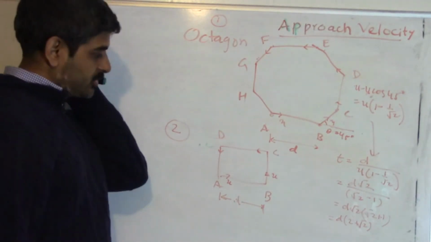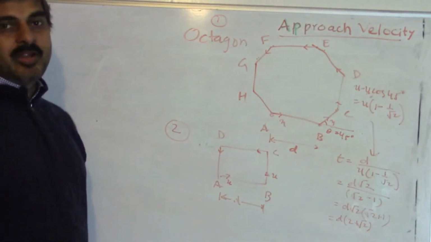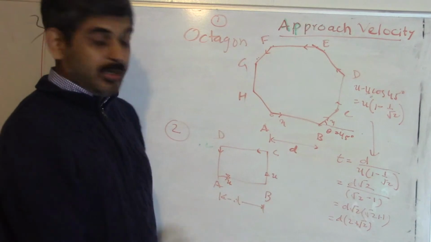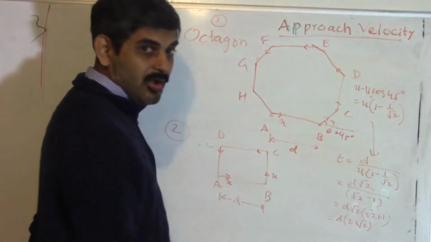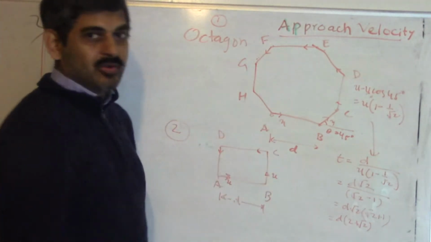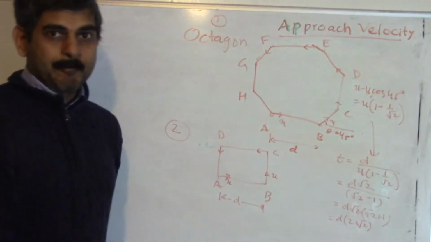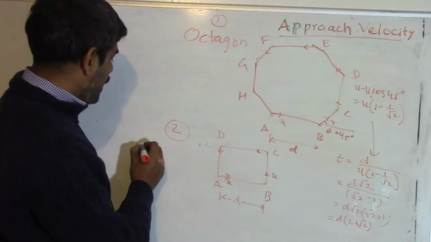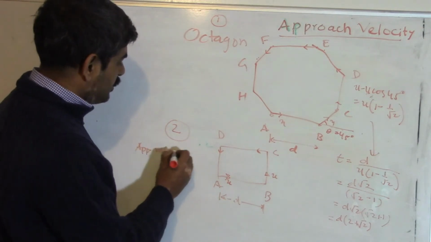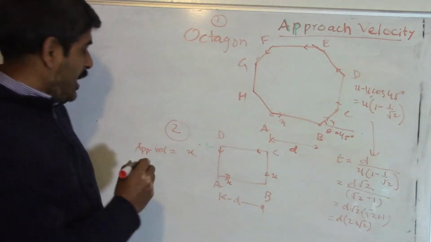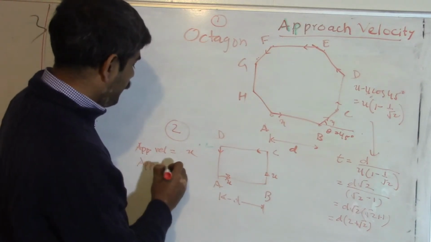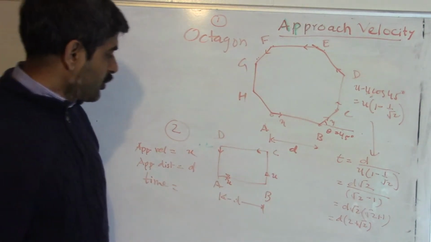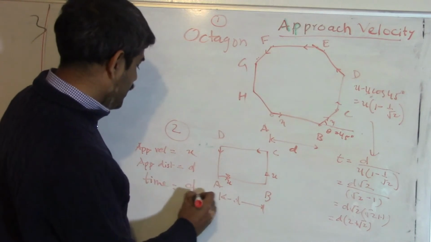Coming back to this question, the square, it is actually much simpler than this. A is trying to approach B with a velocity u, but B is not trying to run away or come closer to it because it's perpendicular. So A is radially moving away, but it has no component along this axis. So this approach velocity is equal to u, and the approach distance is equal to d. The time taken will be equal to distance d divided by velocity u.